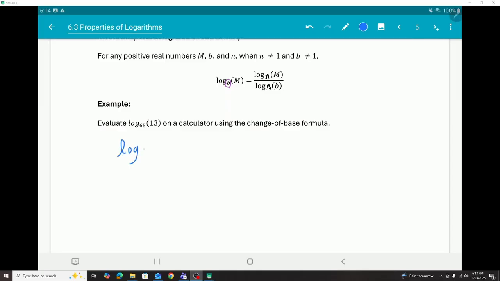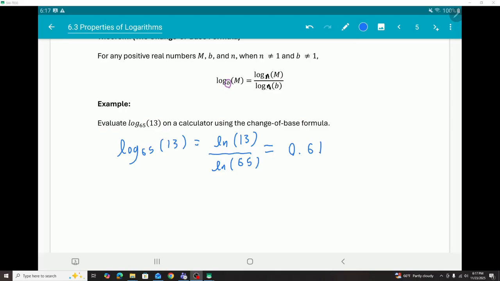So what I'm allowed to do is I can say log base 65 of 13 is equal to the natural log of 13, the thing I'm trying to find the weird base log of, divided by natural log of 65. And now I go and I put this in a calculator. And putting this into a calculator, here it didn't tell us, so we'll just round to 2 decimal places. We get 0.61 roughly.